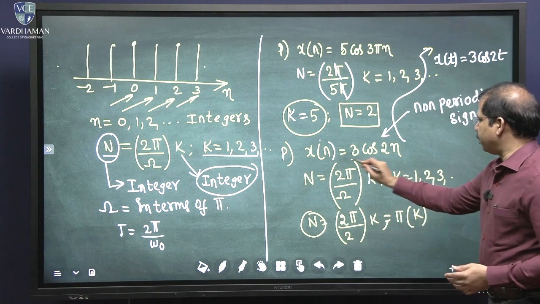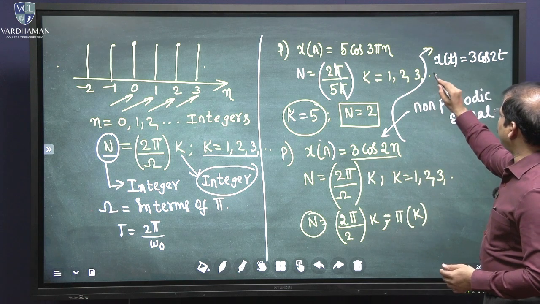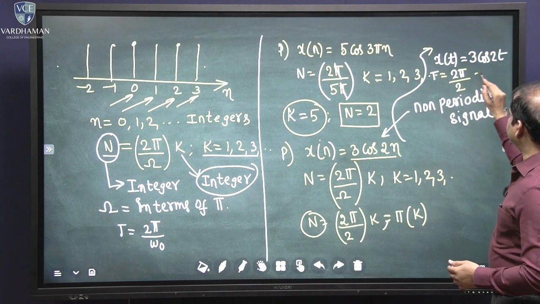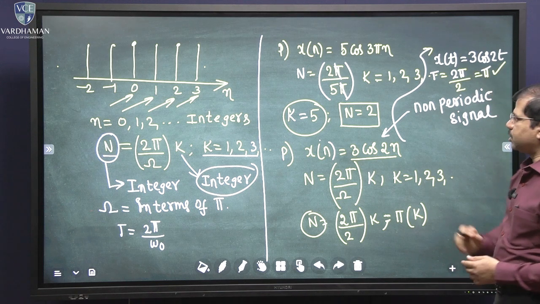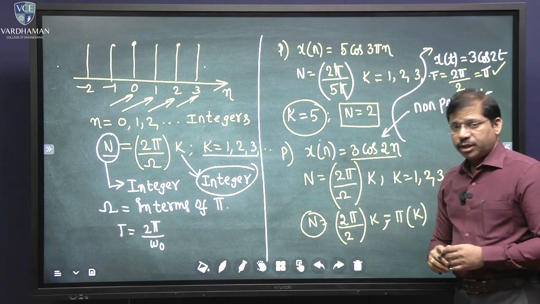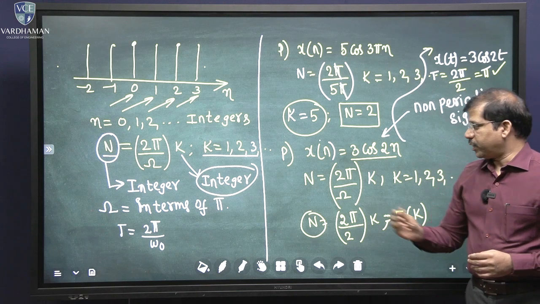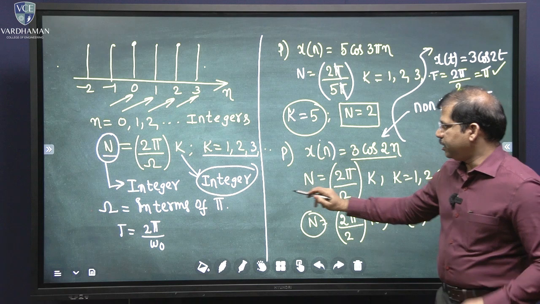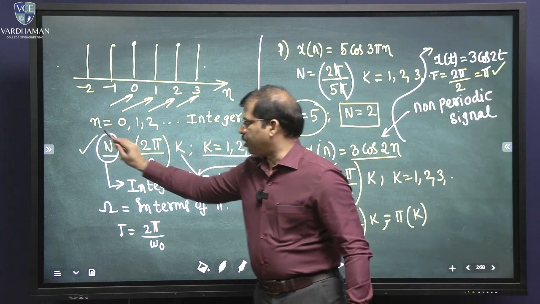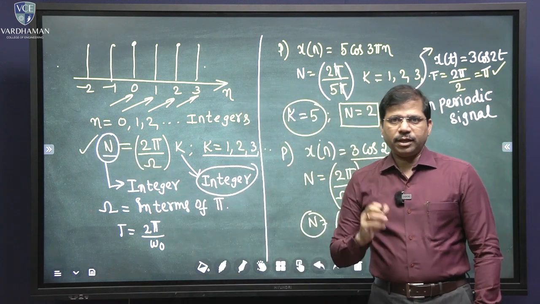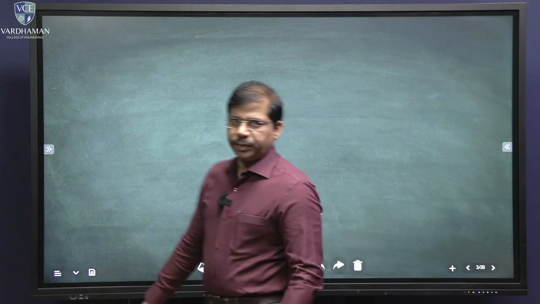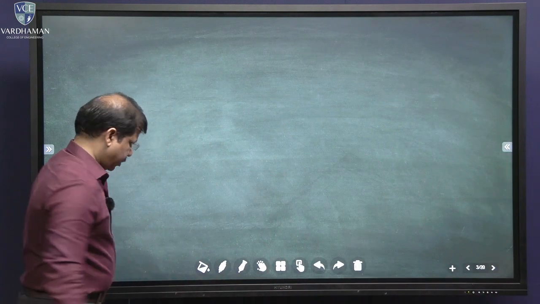Okay, so my point is, if I do that, then what is the time period here? Time period equals 2 pi by 2, that's nothing but pi. So this is correct in the case of continuous time domain signals. But in the case of discrete time domain signals, we need to follow this formula. This is the formula for discrete time domain signal time period. Okay, now let's take another couple of examples on this.